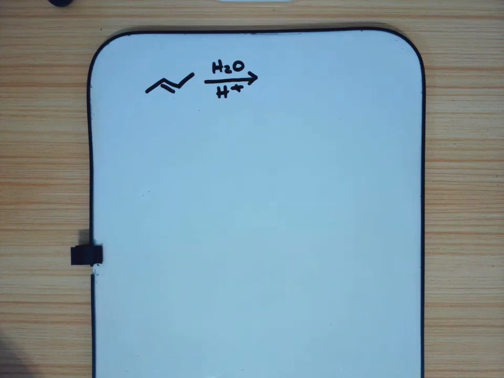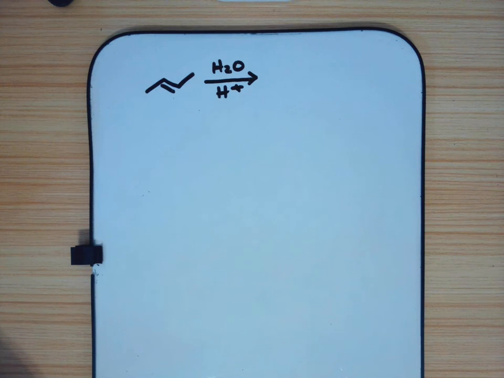In this video, we'll discuss the process of identifying products of a hydration reaction. Hydration, when most people hear that word, they think of water. During a hydration reaction, water is added to an alkene. This is done in the presence of a catalyst.